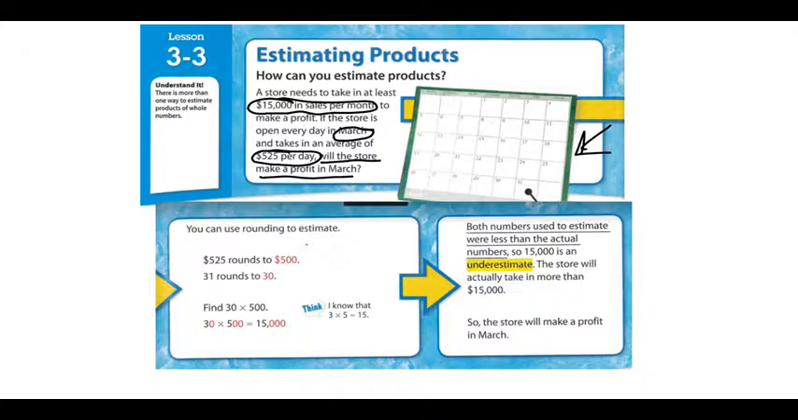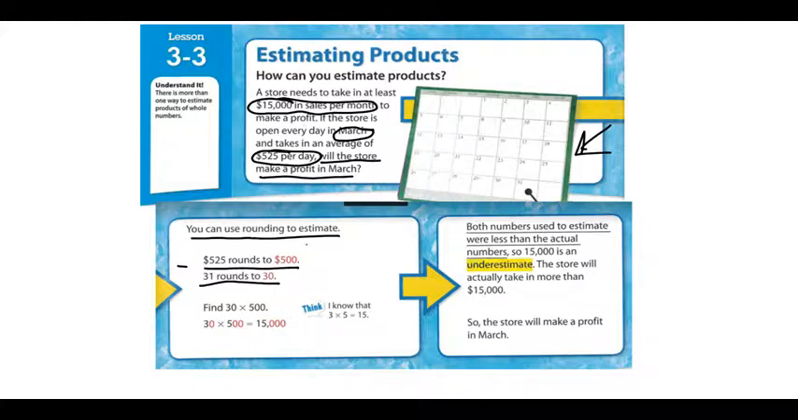Okay, so we're going to estimate the products without finding the actual answer yet. Okay, and we'll do that by rounding. So on the top of page 63, you'll see that it says you can use rounding to estimate. Okay, so I know that 525 rounds to 500 and 31 rounds to 30. Well, first of all, how do we know we're supposed to multiply those two? Okay, well, $525 per day, we know there's 31 days in March. If we multiply those two, we'll find the profit for that month.